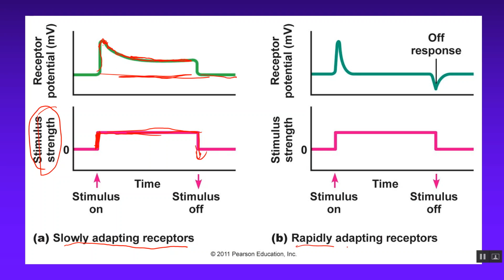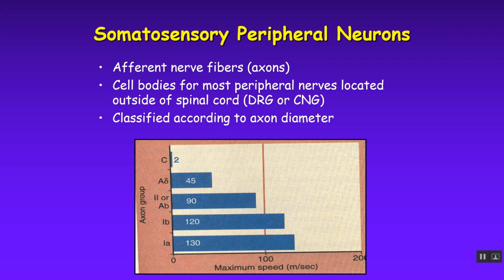Whereas with a rapidly adapting, or phasic, receptor, the stimulus comes on, you get this big initial burst, but then very quickly it stops and is no longer responding, even though the stimulus is still being maintained. And then when you take the stimulus off, you can get a little off response, where in that case it hyperpolarizes a little bit. Any questions? We're just talking general classifications of receptors right now. We'll get into more specific receptors in a few minutes.